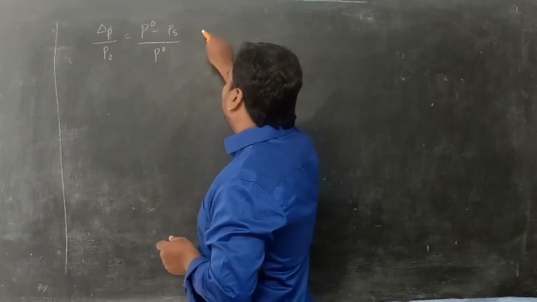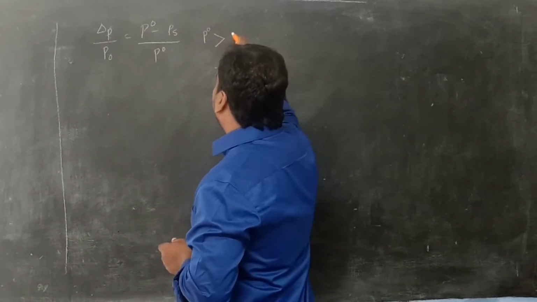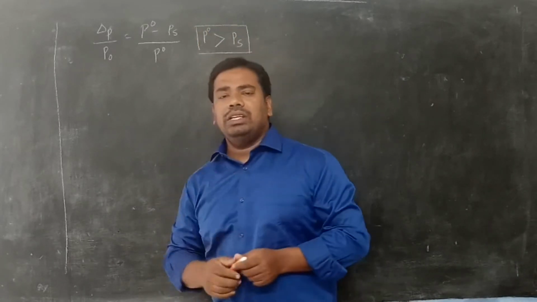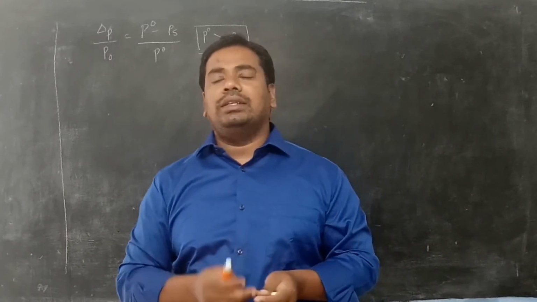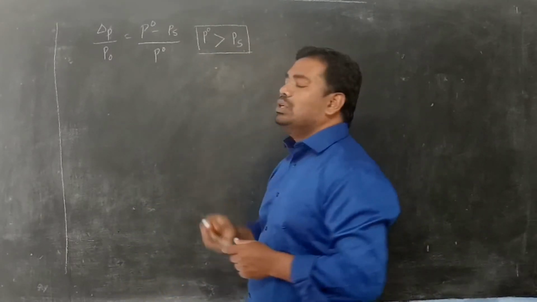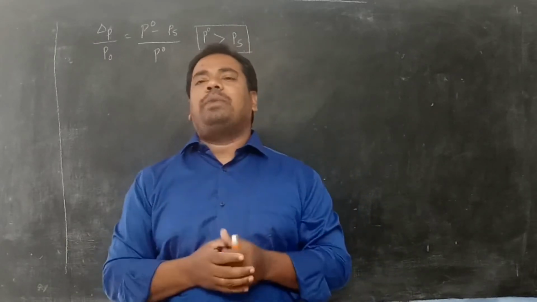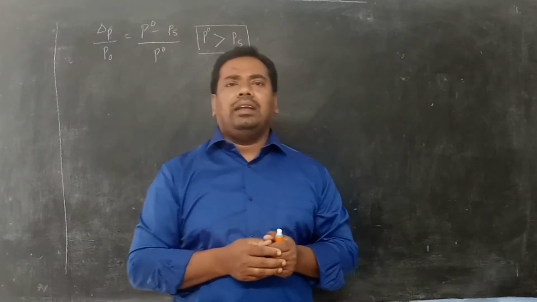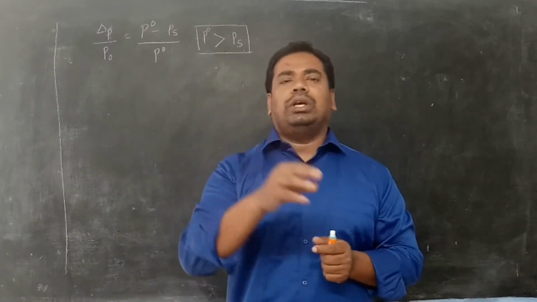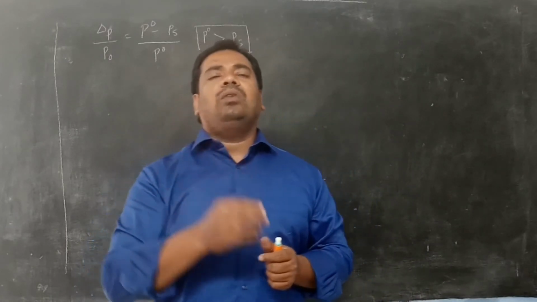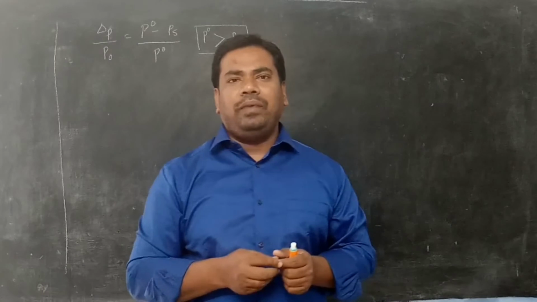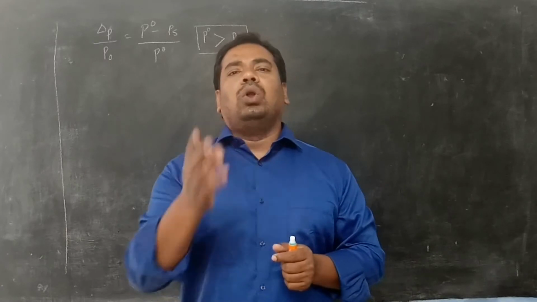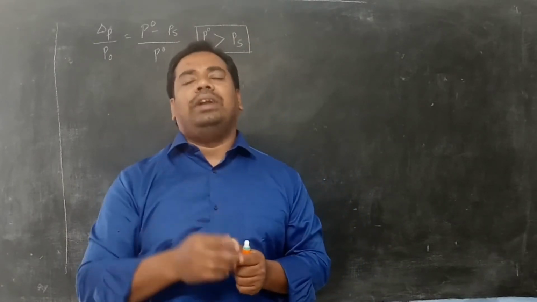Okay, so generally the vapor pressure of pure solvent is greater than the vapor pressure of solution. Why? Because when we add a non-volatile solute to the pure solvent, the non-volatile solute molecules on the surface block a fraction of the surface where no evaporation of solvent molecules takes place.